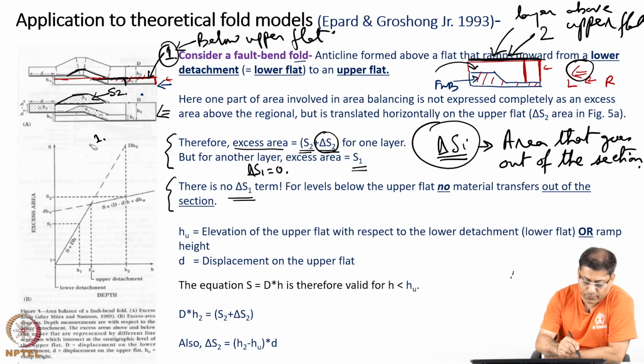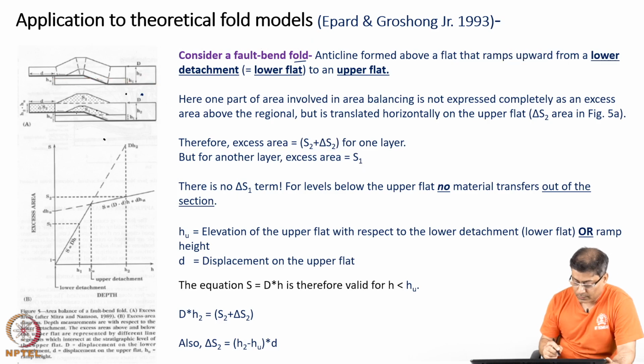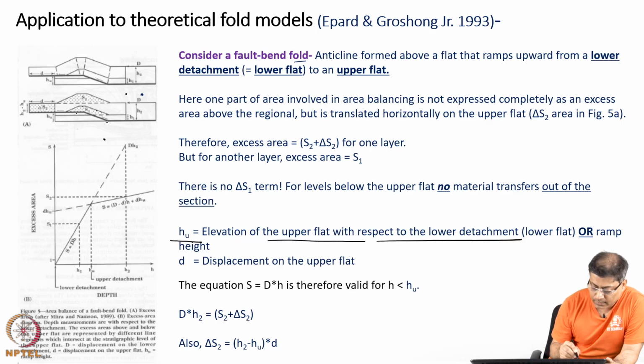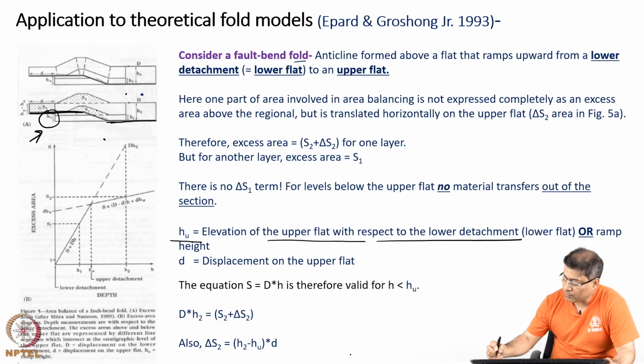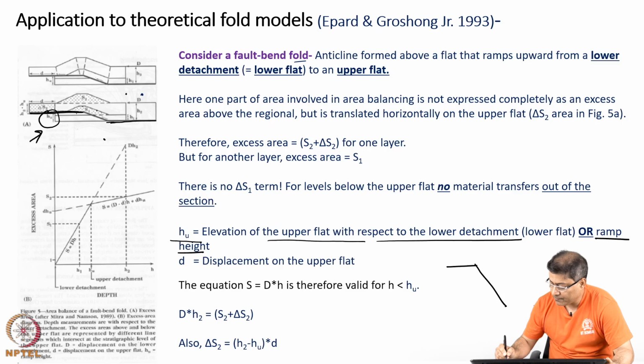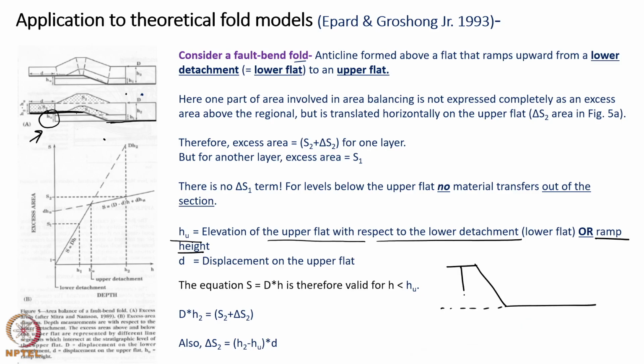Now we will add a few parameters in our diagram. Consider HU is the elevation of the upper flat with respect to the lower detachment. This is the lower detachment or the lower flat, and this is the upper detachment or the upper flat. The distance between them is considered as HU. This also can be called as the ramp height. So in this diagram, the ramp height is given by HU, that has been done here.